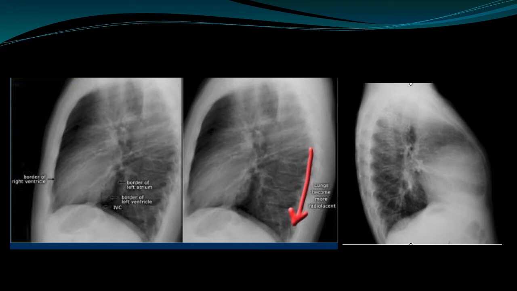Now, what are the conditions that can cause right ventricular hypertrophy? First is your pulmonary hypertension. If you have a high pressure, there's difficulty of your right ventricle to pump blood into the lungs. Okay? Then you have your tetralogy of Fallot.